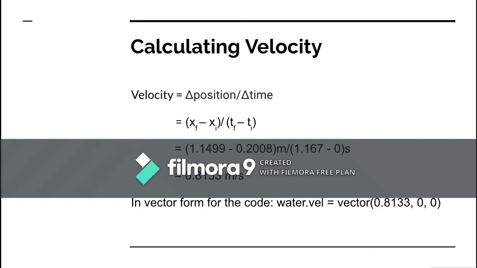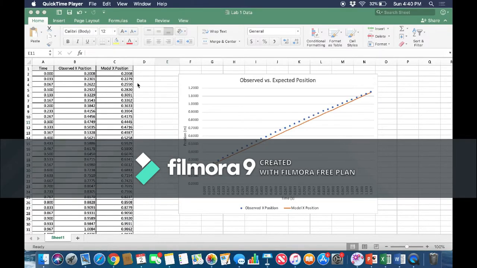To calculate the velocity to use in the computer model, I used the observed data to find change in position over change in time, which I found to be around 0.8133 meters per second. By putting the data points for both the observed and the automated model in an Excel file, I was able to plot both datasets on a single graph. Here, the straight line reflects the expected model, while the points reflect the observed model.